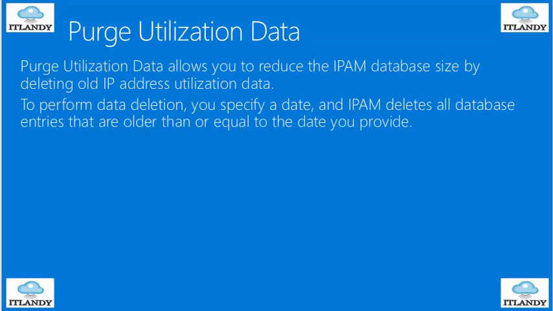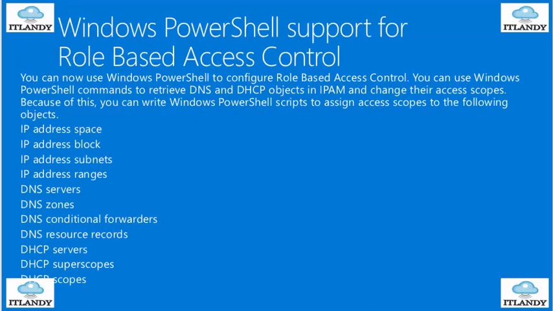The last part is around Windows PowerShell support for role-based access control. You can now use Windows PowerShell to configure role-based access control. You can use Windows PowerShell commands to retrieve DNS and DHCP objects in IPAM and change their access scopes.